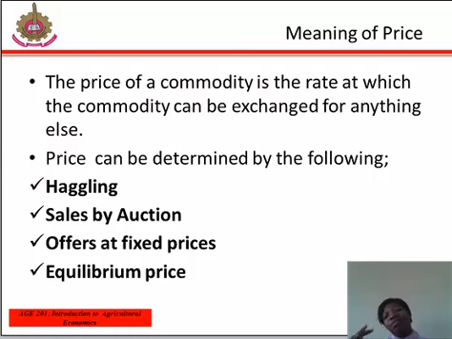Offers at fixed prices. In the advanced countries and even supermarkets in Nigeria, prices of foodstuffs, clothing and household goods, etc. are determined at a definite price. The last one is equilibrium price. The market price is determined by the interplay of forces of demand and supply.